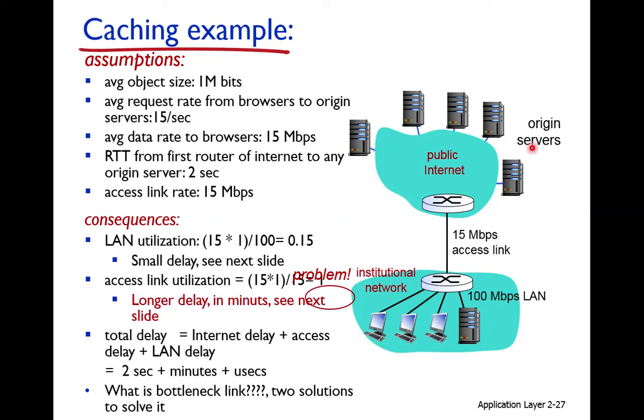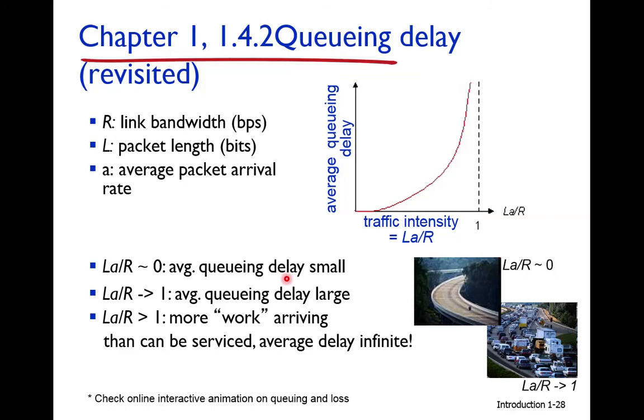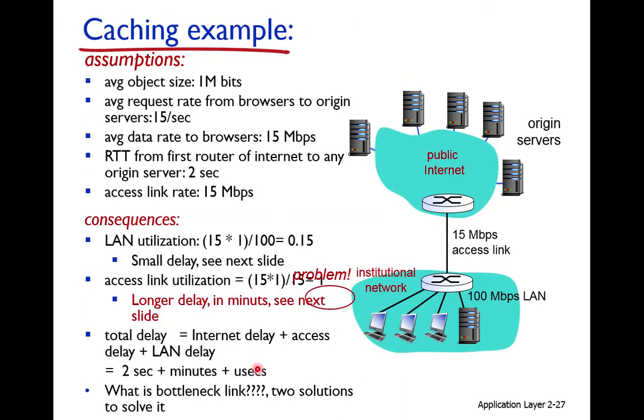Now, these objects also have to pass on this link as well. So on this access link, what will be the utilization? The load on this link will be 15 objects in 1 second, and each object is 1 MB, so 15 into 1 is the total load, and its bandwidth is 15. In this case, you can see that the utilization is equal to 1. When the link utilization is equal to 1, it means that the average delay will be large. Suppose this average delay is in minutes. The access delay is in minutes on this link.